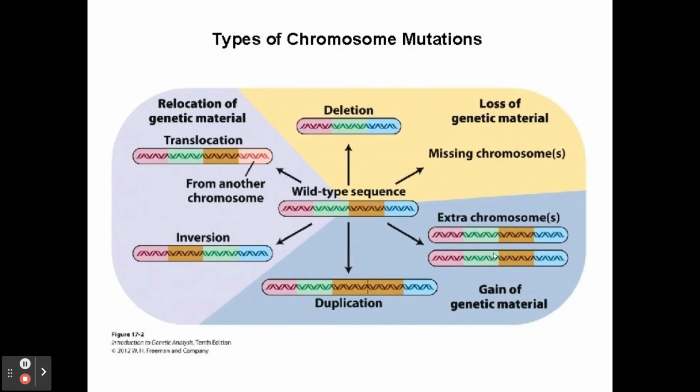And again, here's just another picture. Again, translocation, inversion, relocation of genetic material. Deletion, loss of genetic material, missing chromosomes. Duplication, gain of genetic material. And again, as you can see, we can duplicate the entire chromosome.